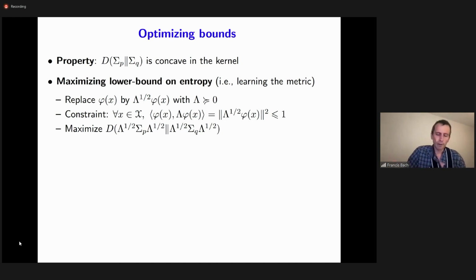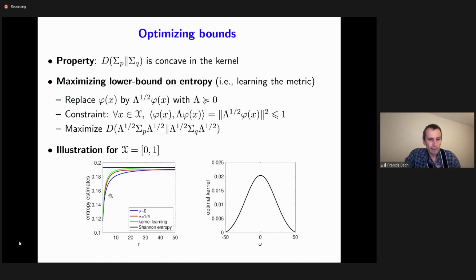And I provide algorithms in the paper. If you do that, in a simple simulation, you do converge quicker. If you compare to the entropy estimate with a fixed sigma, like in blue and red, and you optimize the kernel, you do a bit better. So it's a way to learn a kernel. The good thing is that in many applications of kernel methods, you always have the choice of kernel, which is always annoying. And here we can choose it by maximizing the lower bound.